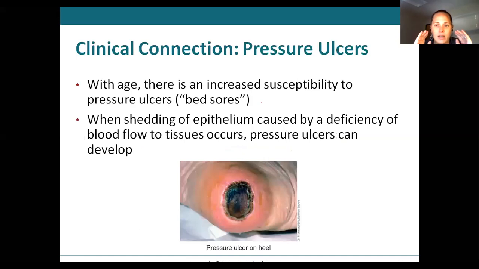Lastly, you can see here that the disease state that can occur are things like these pressure ulcers. If somebody is not moving a lot, which we see with an older population who maybe has a more compromised immune system, you can be susceptible to things like bed sores. This is when there's a deficiency of blood flow to the region, so you don't see all of the immune cells being circulated to the region. These pressure ulcers can develop if you don't have enough circulation to the epithelium. Okay, so that's the end of chapter 5.